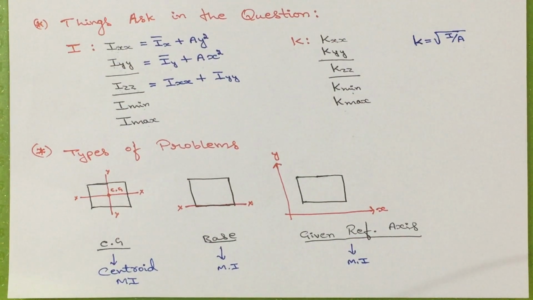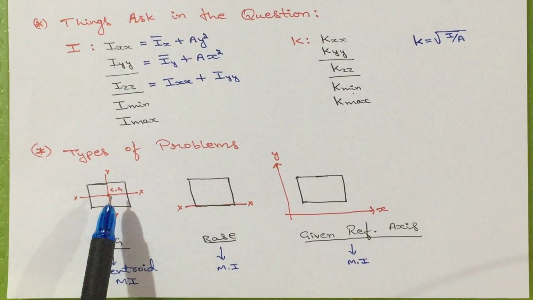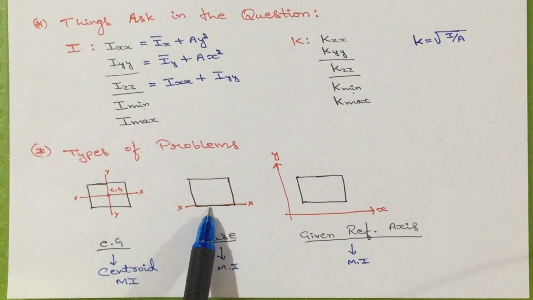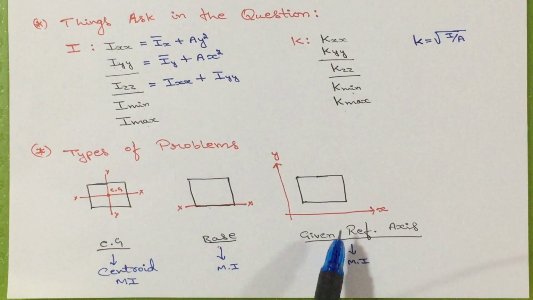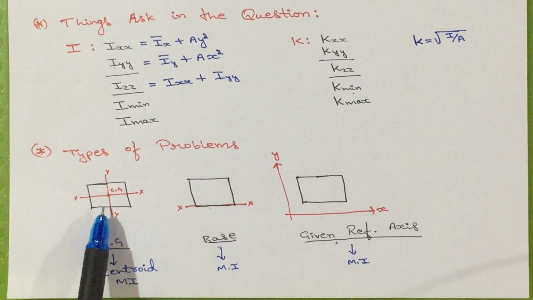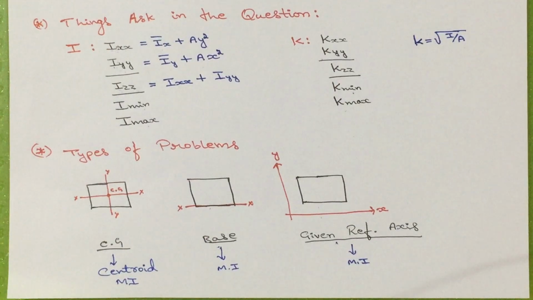Then we come across types of problems. In this module, we come across mainly three types of problem that depend upon the reference axis. Here they can ask, calculate the moment of inertia with respect to CG, centroid, then with respect to the base, then with respect to the given reference axis. There are three types of problem: with respect to centroid, with respect to base, and with respect to the given reference axis. Now, what is the procedure for that? How are we going to solve the problems?